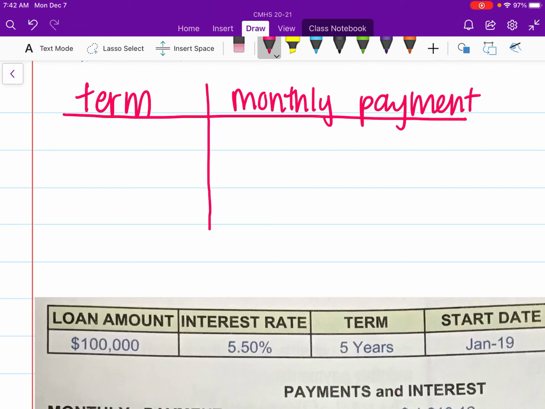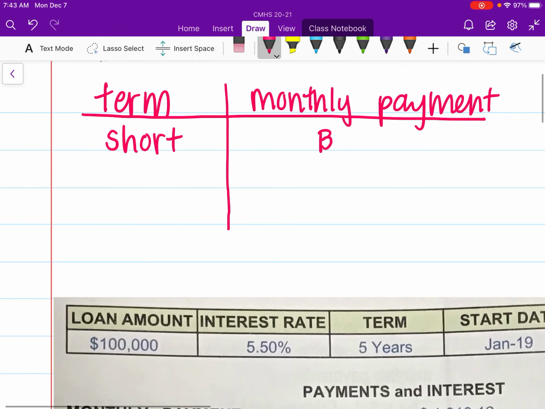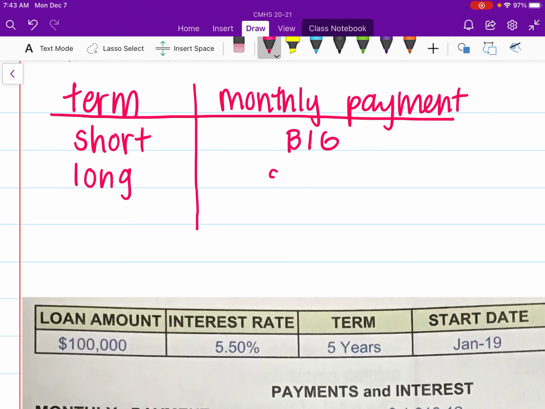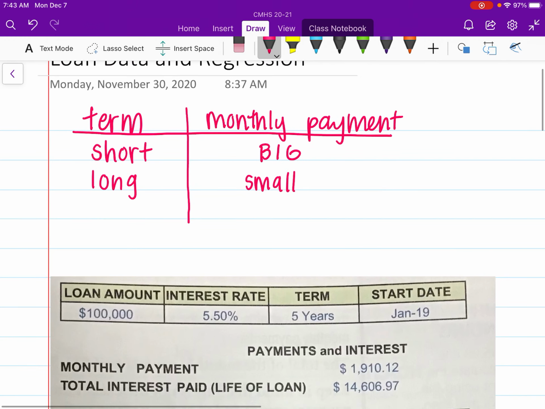So if the time we have is very short, we have a short amount of time to pay our loan, do you think the monthly payment is going to be big or small? Think about that for a second. So if we have a very short amount of time to pay this loan, our monthly payment is going to be big because we have to get all of that paid back very quickly. However, if our length of loan is very long, then we can have a smaller monthly payment because we don't have to pay it back as fast. So that is just something to keep an eye on.